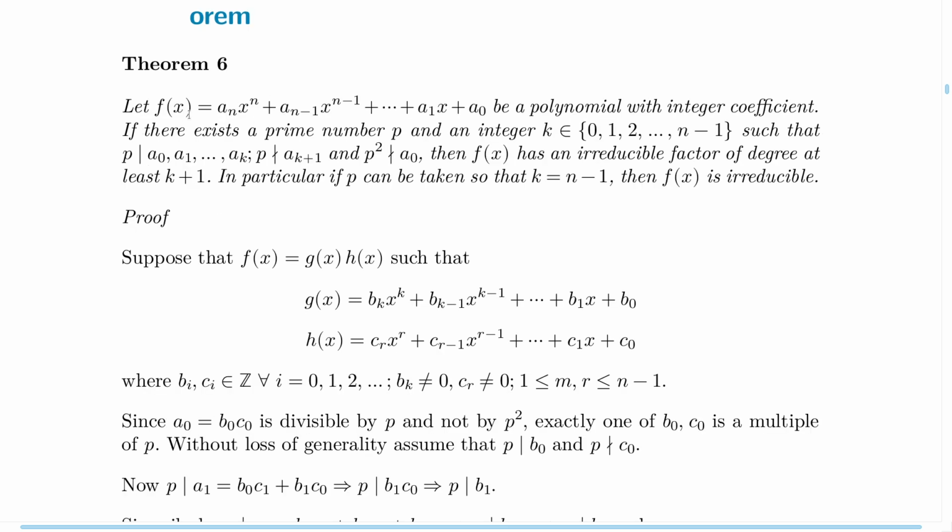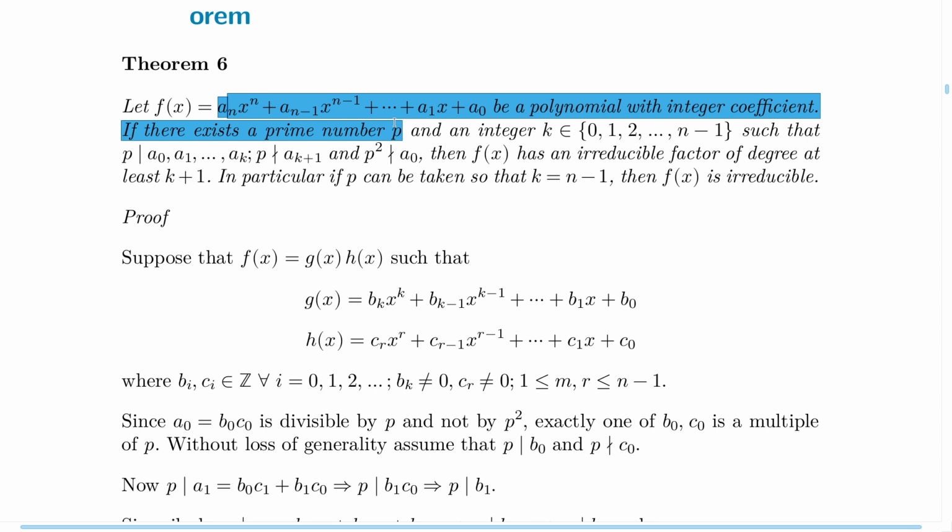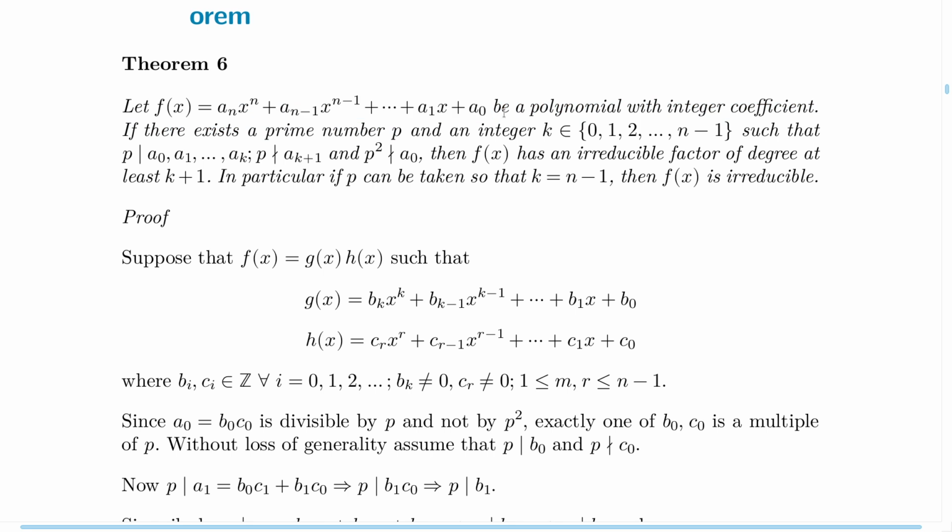So this theorem states that if there is a polynomial f(x), which is a_n x to the power n plus a_(n-1) x to the power n minus 1, and so on, a_1 x plus a_0, you know, your typical polynomial. And this polynomial has integer coefficients. Okay, so a_(n-1), a_(n-2) up to a_1, a_0, all these are integers.